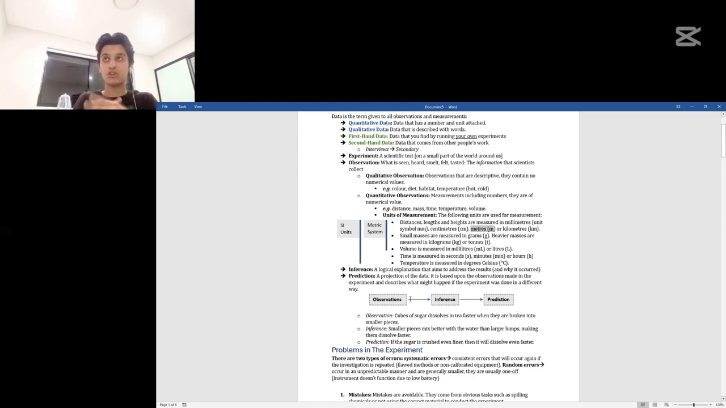Now, an inference is a logical explanation that aims to address the results and why it occurred. So the inference is where you give your explanation. The ball fell down, that's your observation, due to gravity. There you go, there's your inference. So you're explaining why it occurred, due to gravity. Or you can give a wrong inference and say the ball fell down because it was tired. Obviously, we know that that's not true, but yeah, you have two types of inferences, the correct ones and the incorrect ones.